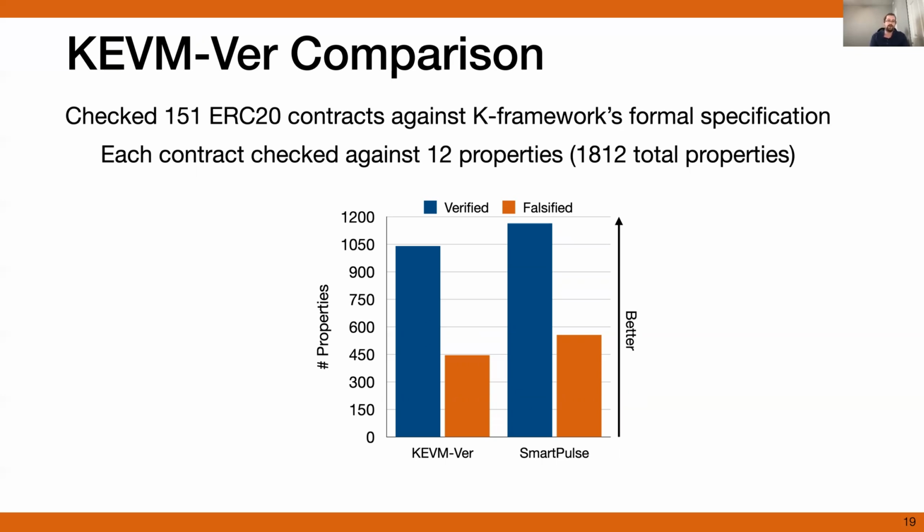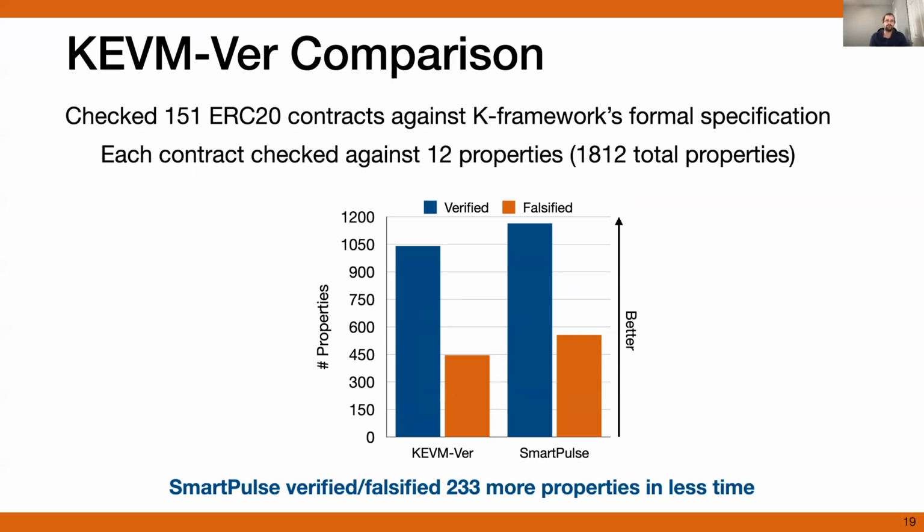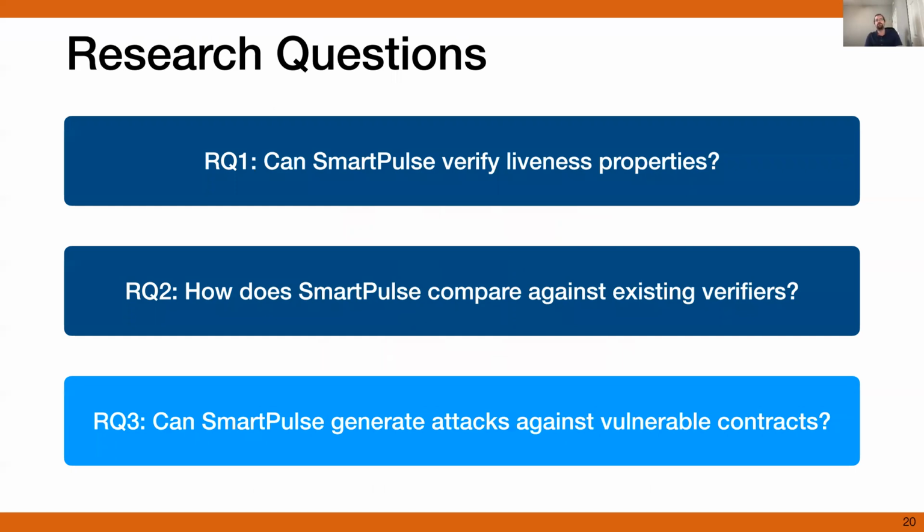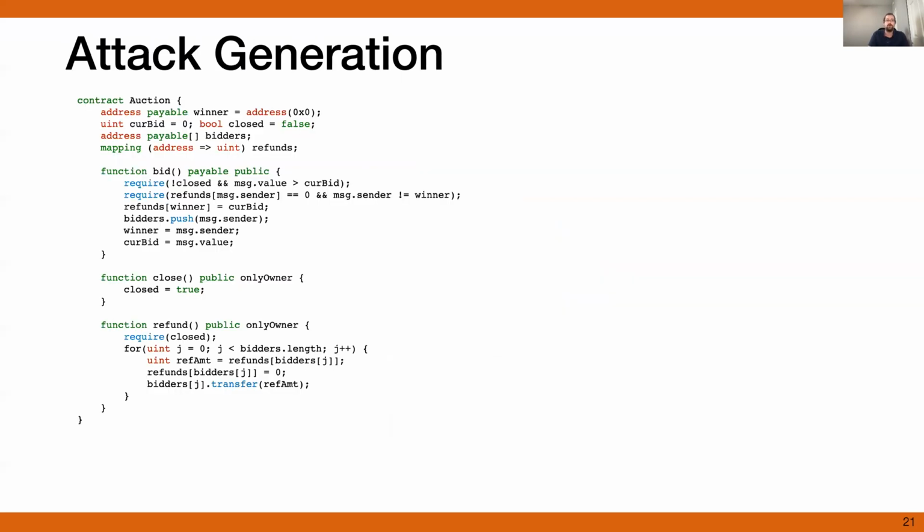And we found that KEVM was able to verify and falsify fewer properties than SmartPulse. In total, SmartPulse verified 233 more properties in less time. Our final research question was, can SmartPulse generate attacks against vulnerable contracts? Because SmartPulse will generate a counterexample, we want to make sure that those counterexamples can be used as legitimate attacks.